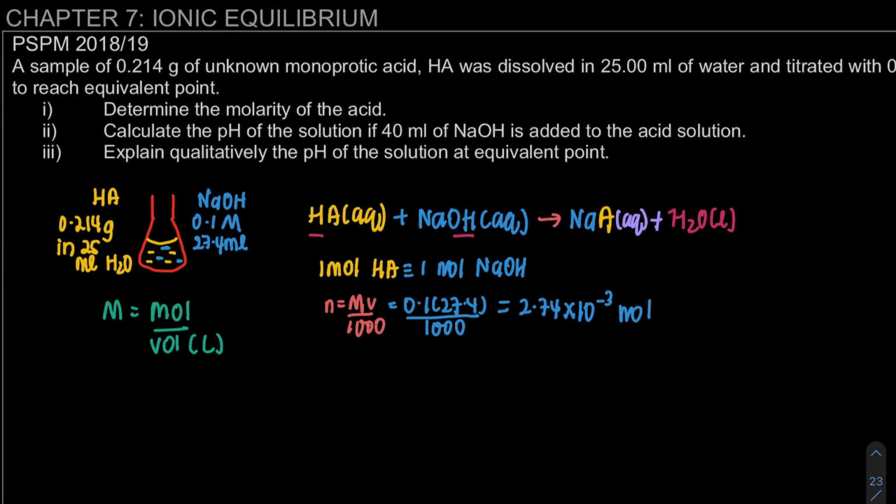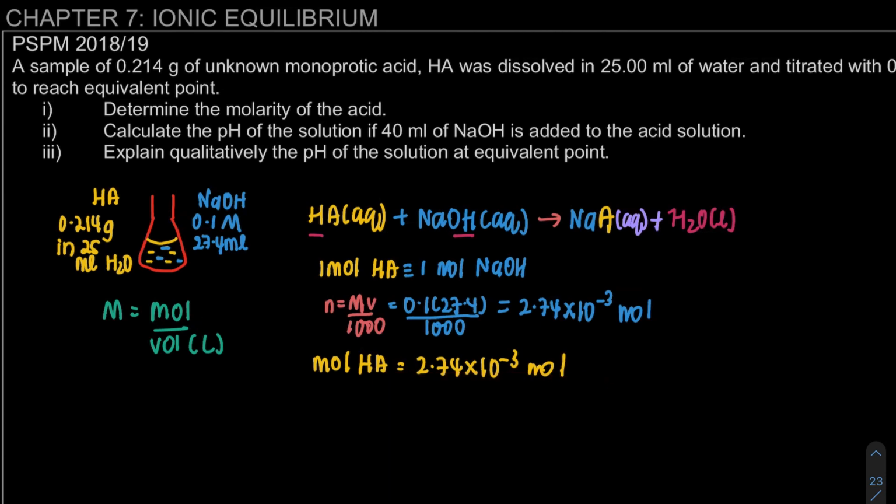Since 1 mole of NaOH is equivalent to 1 mole of acid, the number of moles of HA will be the same value, 2.74 × 10^-3 mole. So here we got the moles. How about the volume?